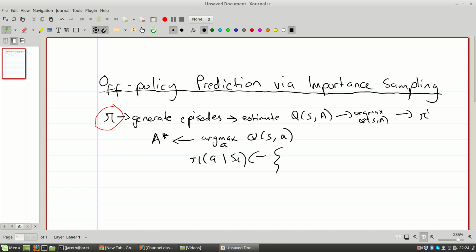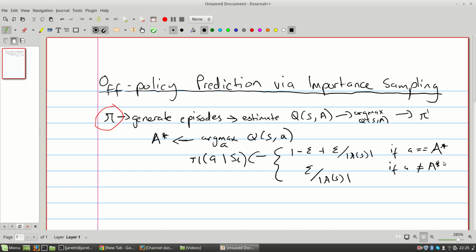So how would we decide on what action to take? With a probability of 1 minus epsilon, where epsilon is just some small number, plus epsilon over the cardinality of our action space, we would take the optimal action, and then with the remaining probability, we would take any of the other suboptimal actions.